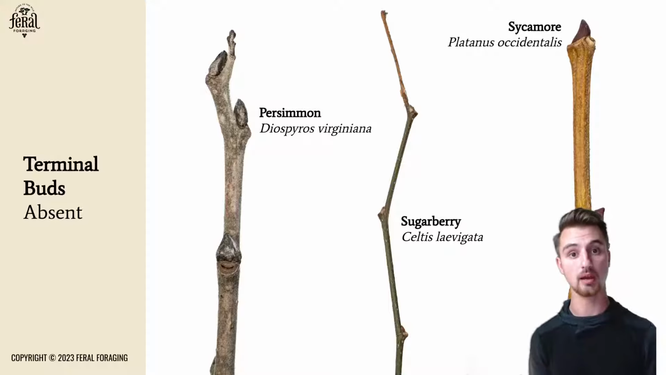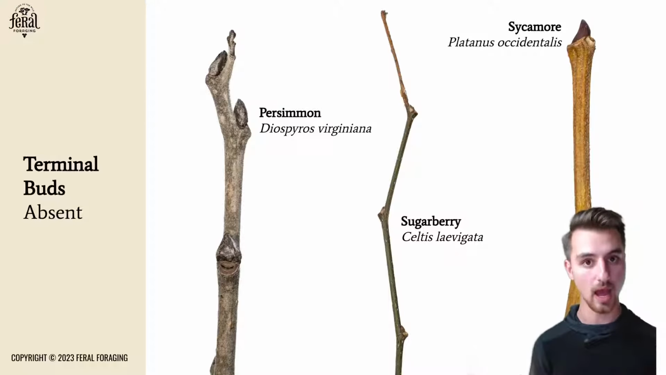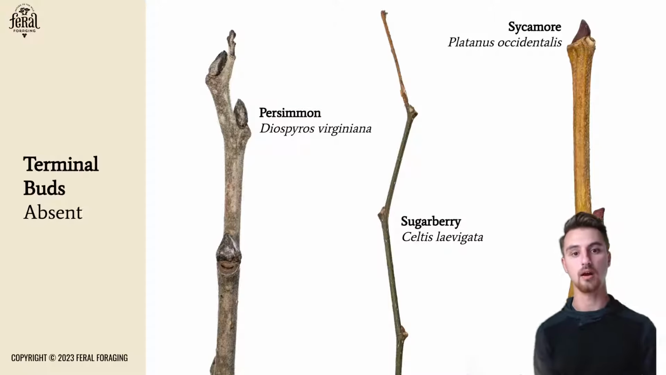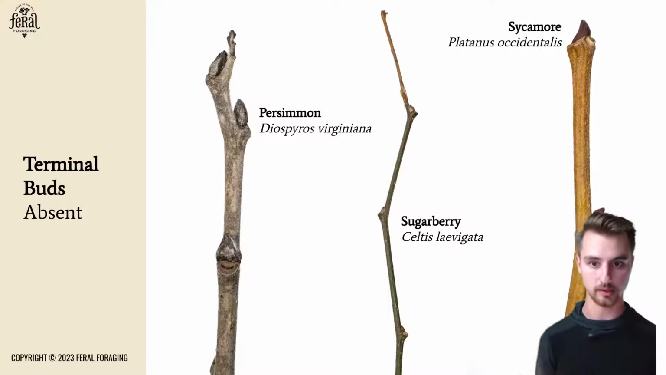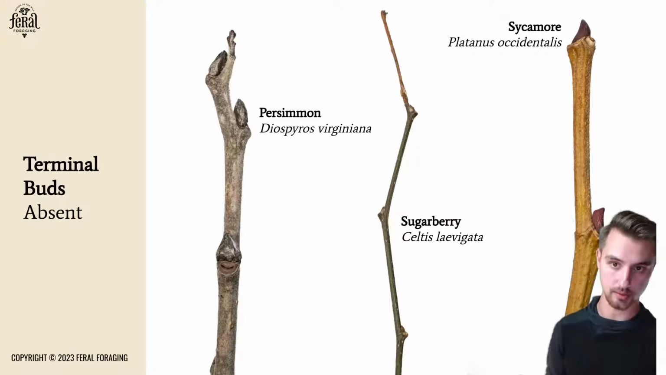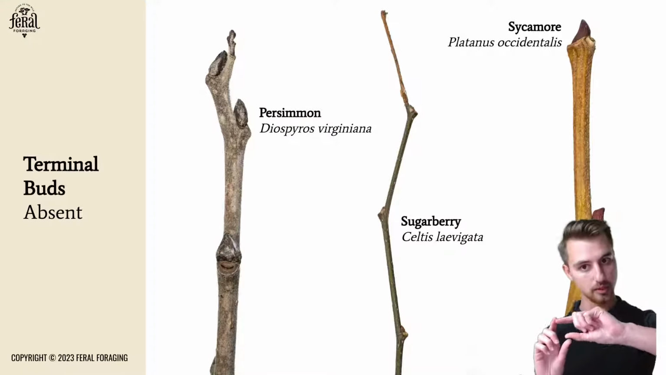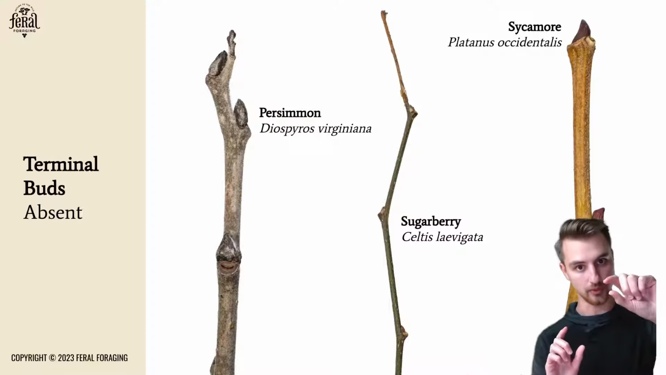Okay, and then we have where the terminal bud is absent. So a false terminal bud, you might see it called, where it's not present. So persimmon is a great example of that. We can see the persimmon on the left side, that twig is really extending past the bud right there.